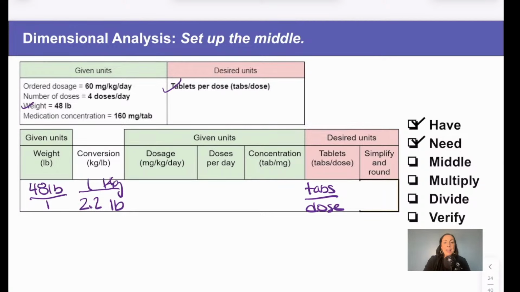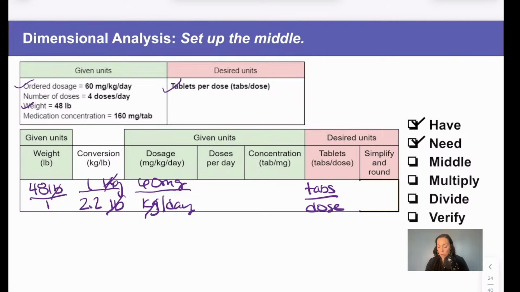Okay. And then we can plug everything else in as well. So we'll go to our ordered dose. So we have 60 milligrams per kilogram per day. So I'm going to put my 60 milligrams up top, and I need to put my kilograms per day down at the bottom. And that's because here we see our pounds cross off, and then we need our kilograms to cross off. So we are left here, if we just were to solve this now, we would be having milligrams per day. So not quite what we need, right?